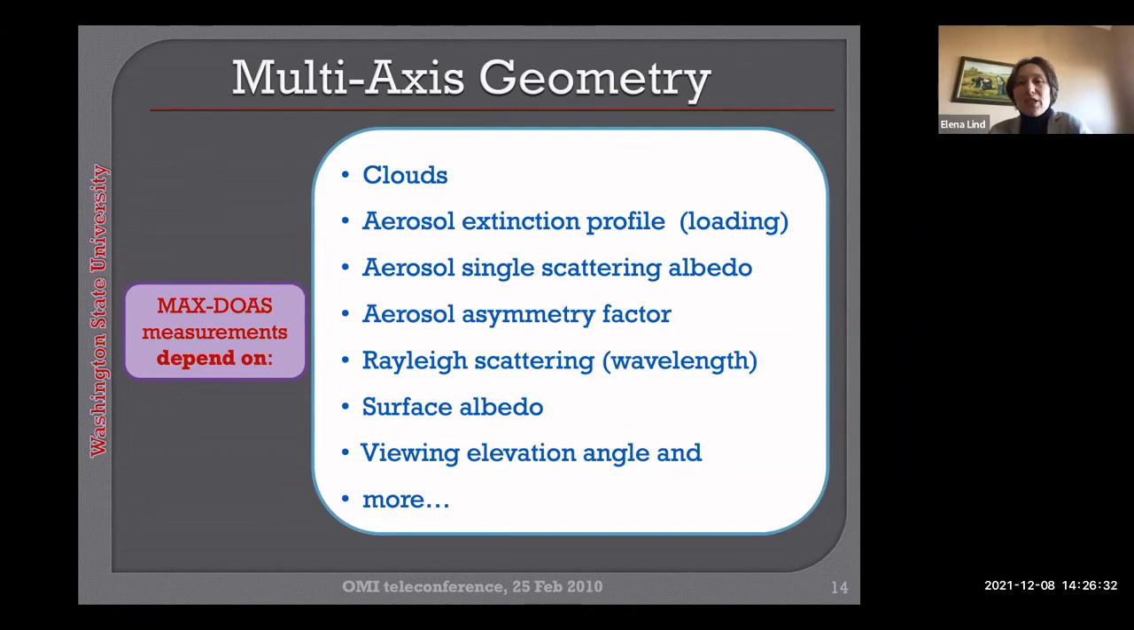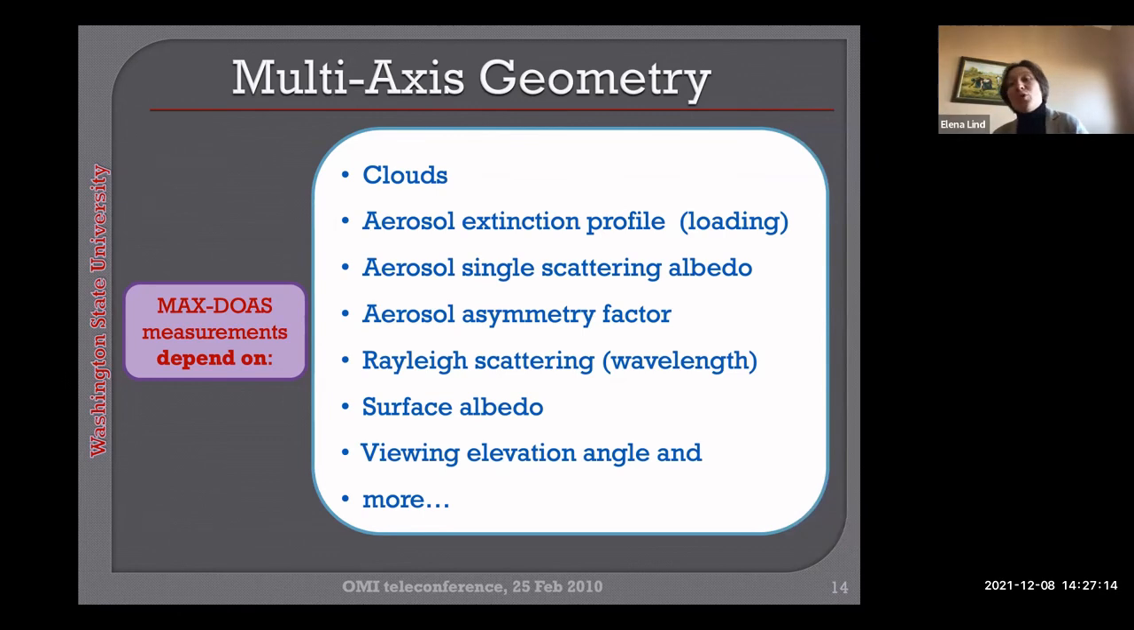Clouds. We need to know the aerosol profile. We need to know aerosol microscopic properties that define, through Mie theory, the aerosol single scattering albedo and the aerosol asymmetry factor, which is the dependency of the intensity as a function of the angle relative to which the light hits the particle. We also need to account for the fact that molecules scatter light too, Rayleigh scattering, which is wavelength dependent. We also need to know the surface albedo, although it's not as big of a contributor.